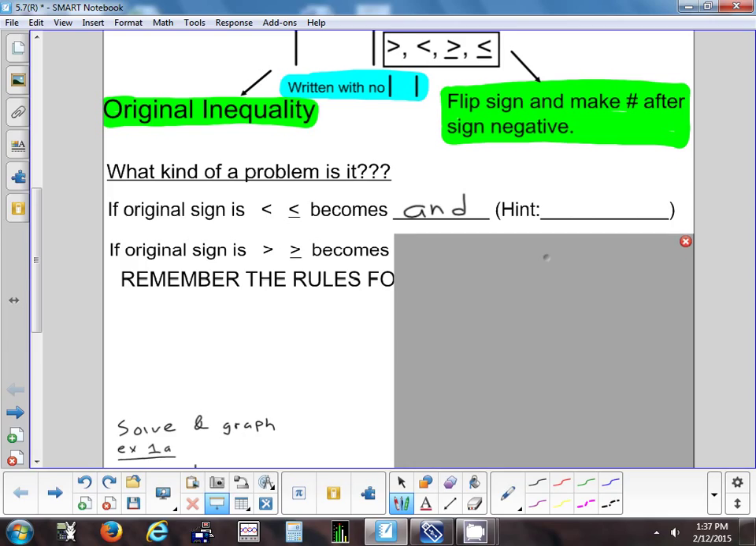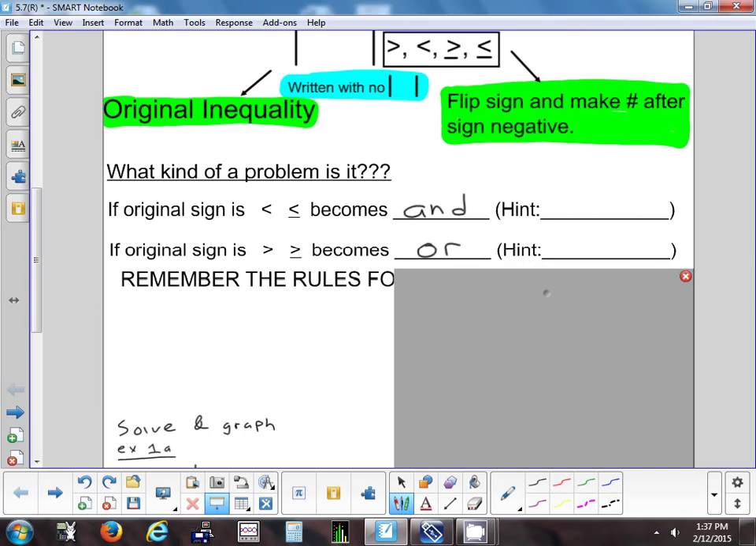Okay, your final answers in the end are going to be connected with the word "and." So what's the "and"? I'm going to give you a hint on how to remember that. Now, if your original signs are a greater than or equal to, what do you think the other possibility is? Or.